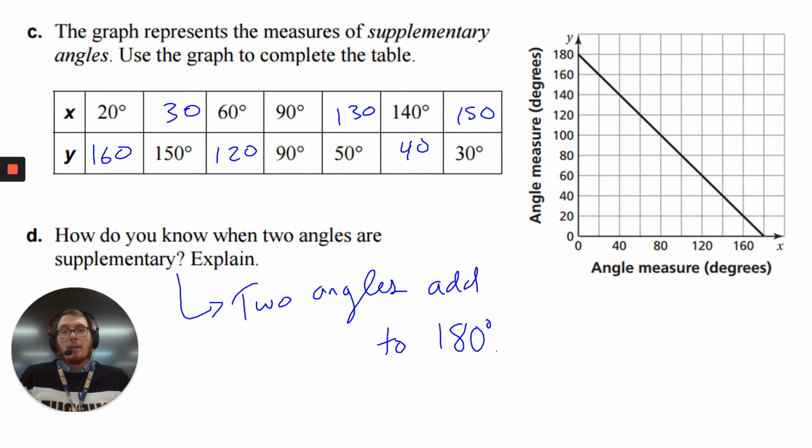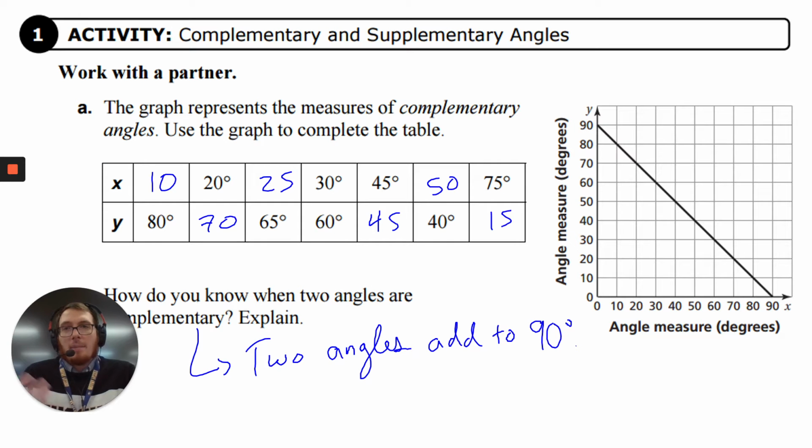Now, I don't have a great way of memorizing that, other than knowing that complementary is 90 and supplementary is 180. Some options that I've heard people talk about is it's in alphabetical order, so complementary is first, so that's 90, and supplementary is 180.